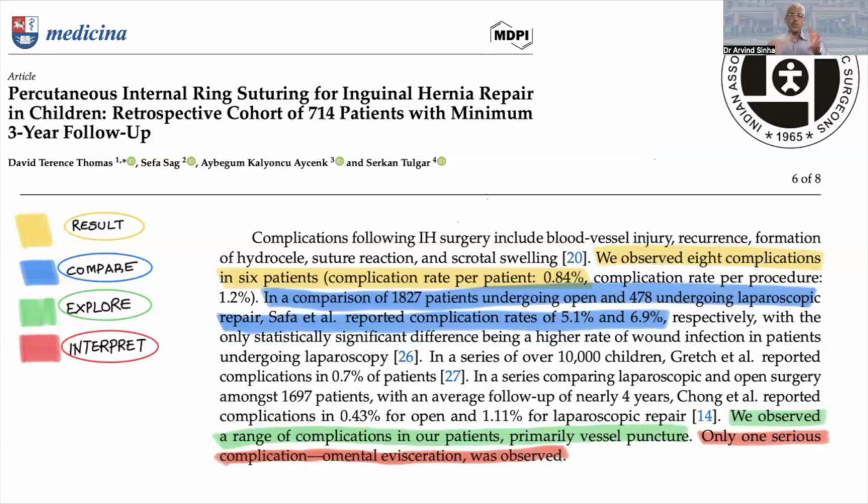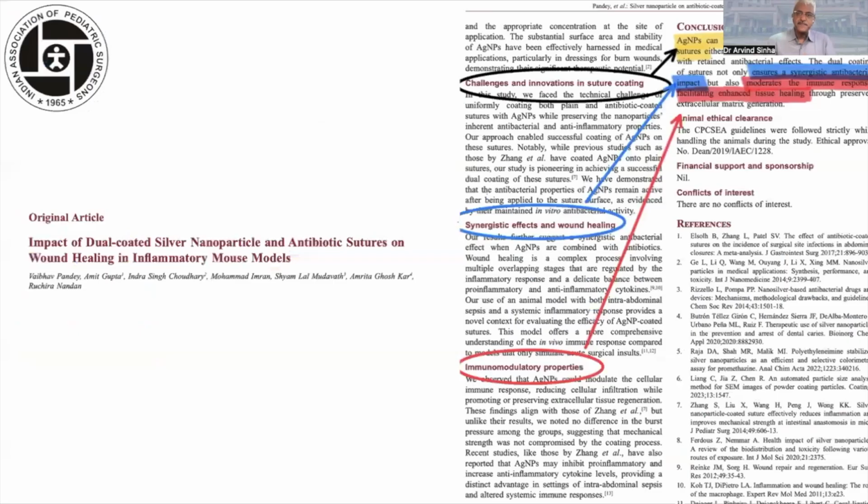What were the results, right? The 8 complications we observed, mainly vessel puncture, were the main complications that we saw. So this was the explanation of the results itself. And fourth, marked in red, is, only one serious complication, that is omental evisceration, was observed. So this is the interpretation. You're mitigating it, giving your opinion, giving your spin on the result itself, right? So developing a point follows these four discrete steps.